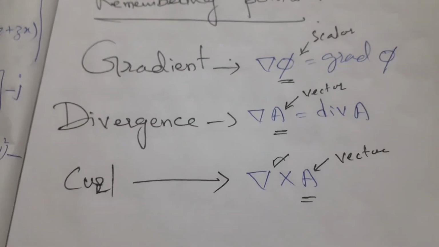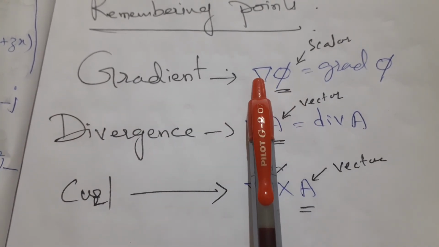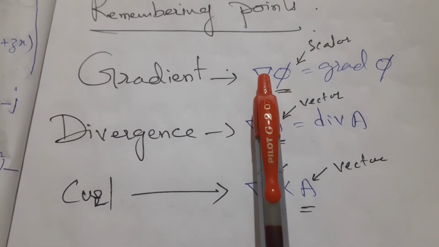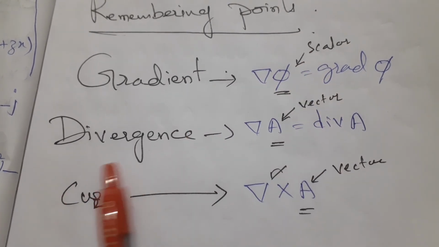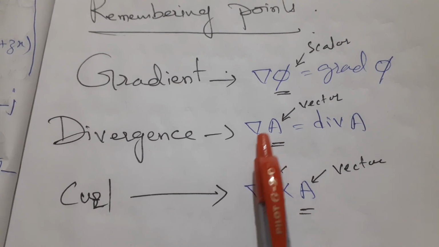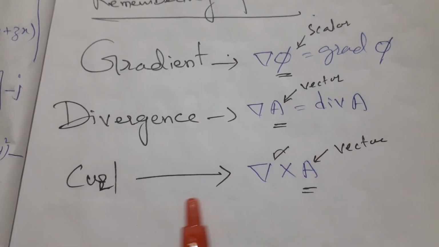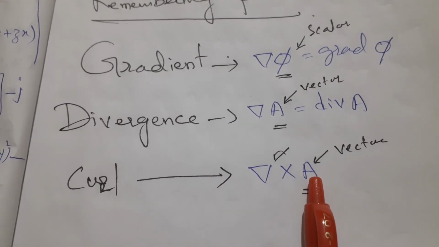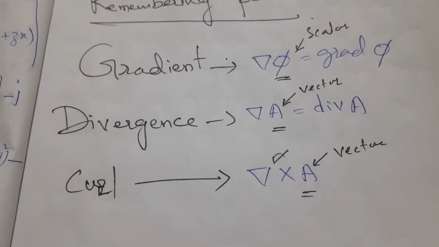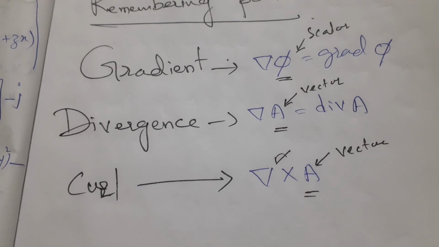So in total we have to remember: gradient means the del operator applied to a scalar, divergence means a dot product of the del operator with a vector, and curl is a cross product of del with a vector. If you remember these three points, you can easily solve any type of problems.